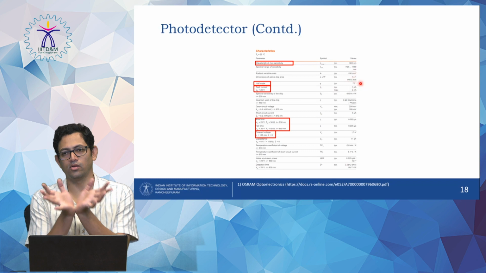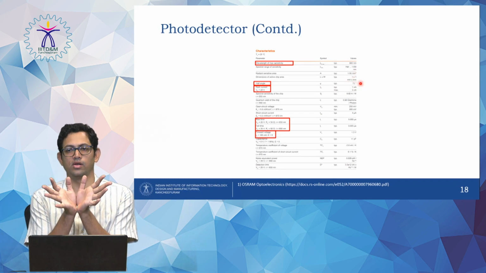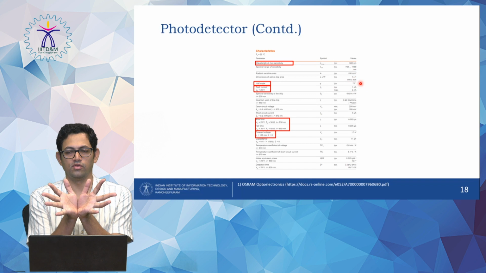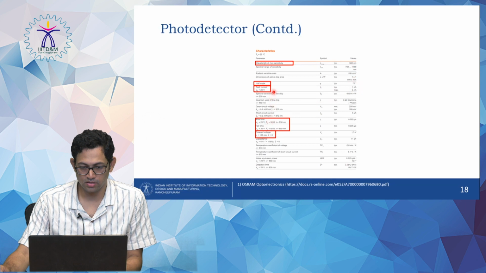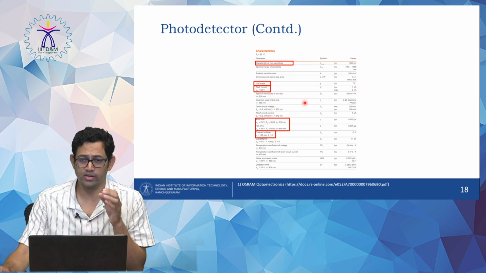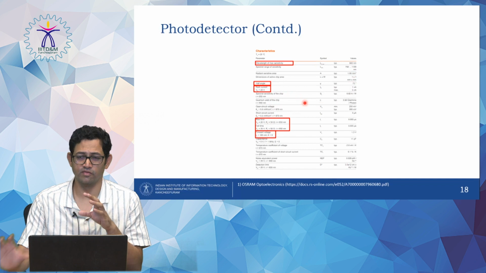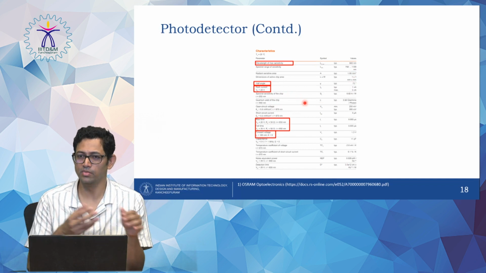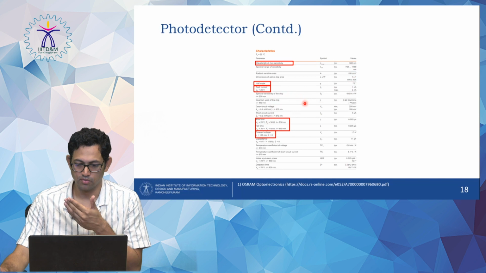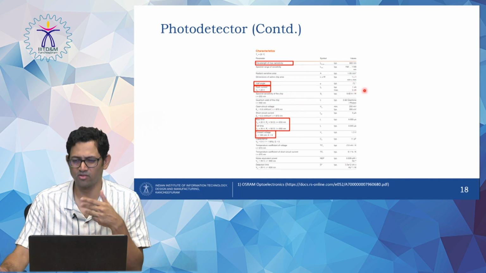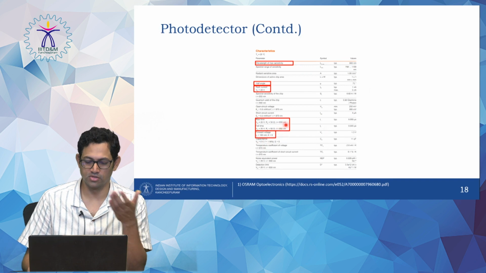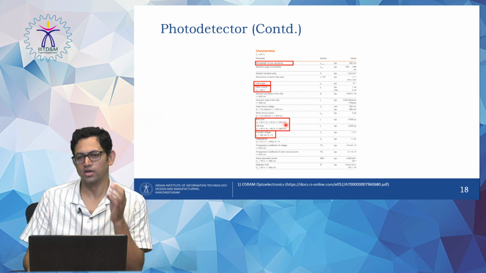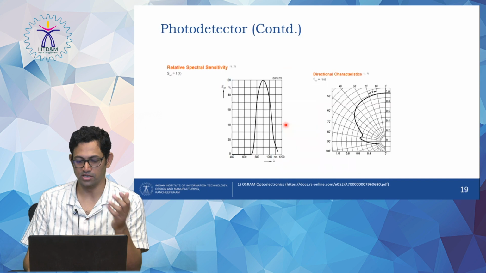Now, this detector also has its own angle. It cannot receive from all angles, it will receive only within a particular angle. That is the viewing angle. And then it has dark current, that is, even though there is no light source, it will still give some current through the photodetector, in the range of nanoamperes, which is very small. Then you have the forward voltage, and the rise time and fall time. So, a lot of electrical as well as optical characteristics are mentioned in the data sheet.